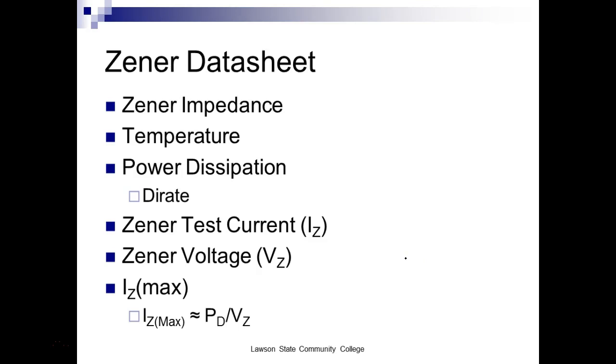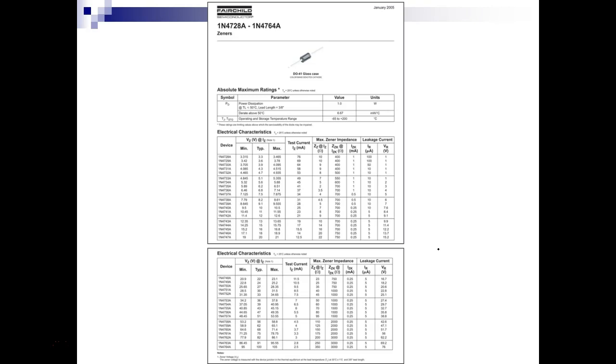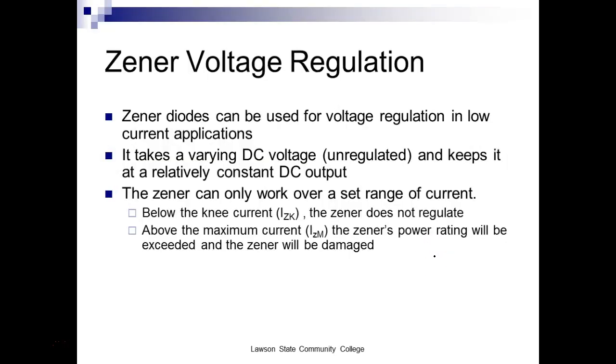So we looked at all these in the data sheet. You okay on those? Well, I had a blank slide in there. All right, this is the data sheet. Zener regulation: Zener diodes can be used for voltage regulation in low current applications. It takes a varying DC unregulated and keeps it relatively constant, even though your input voltage is changing and your output currents are changing, right? Zeners can only work over a set range of currents. We cannot operate it below the knee, and we can't operate it above IZ max.